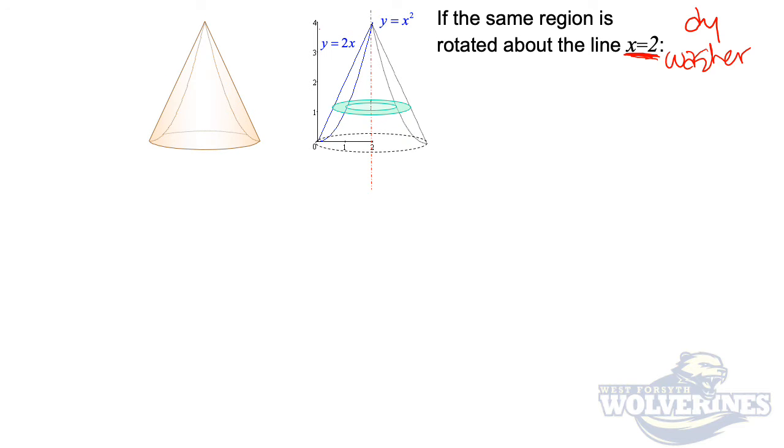Because yesterday our outer radius came from the parabola and our inner radius came from the line, but now that's no longer the case. When you're determining which is the outer and which is the inner radius, it's about which one's farther away from the axis. And if my axis is over here, if I'm revolving around x equals 2, then my farther out radius is coming from the line and my smaller radius is now coming from the curve. So those are switching around.